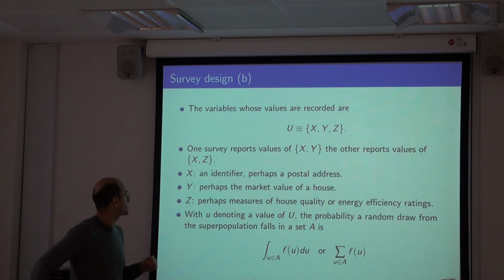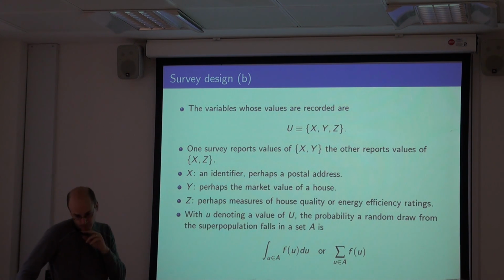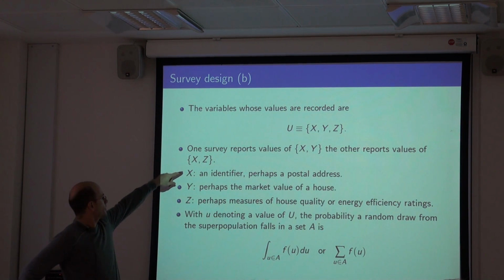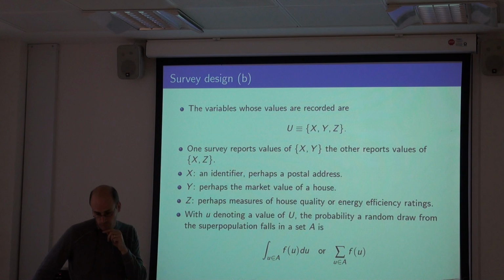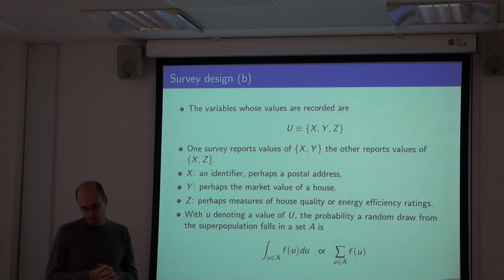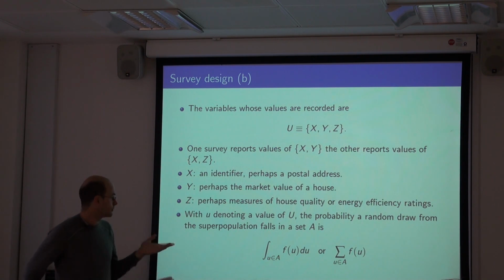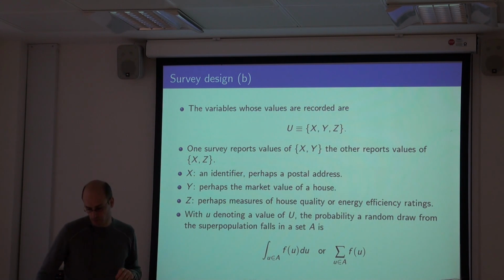Here's the example I was speaking of earlier. You can think of x as a postal address, y as the market value of a house, z as measures of house quality or energy efficiency ratings. And you might want to know what is the joint impact of x and z on y, because you'd like to know how much consumers value energy efficiency. So what's the probability that u lies in some set A? It's just the integral of the probability density function, or if it was discrete valued, the sum.